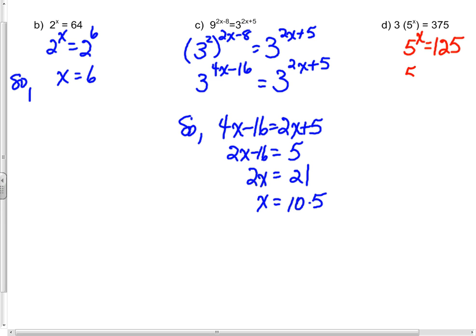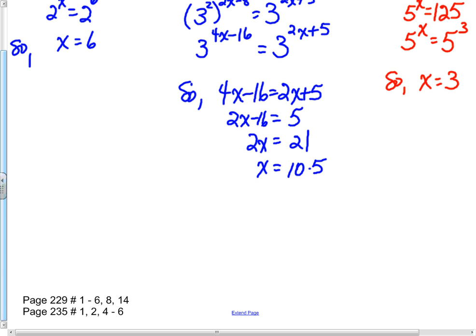Again, I can't solve that or do anything with it unless I have same base. I happen to know that 5 cubed equals 125. So x must be equal to 3. All right, now that you have all of your rules of powers, including rational and negative exponents, we have lots for you to try.